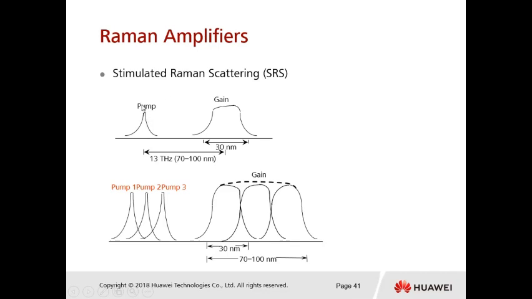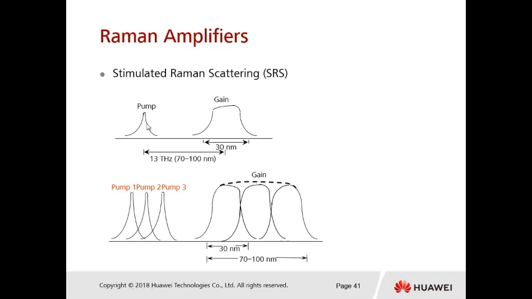This pumping source power should be very high. Actually, when we have the Raman effect, the gain peak is around 13 THz downshifted from the pumping light frequency. So we can control the frequency of this pumping source, and then we can control the gain range. So in principle, we can use this Raman amplifier to amplify any service.